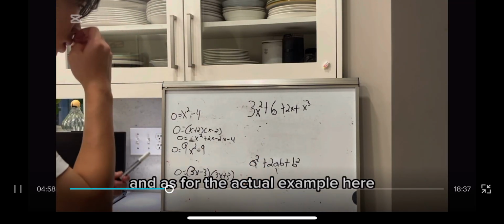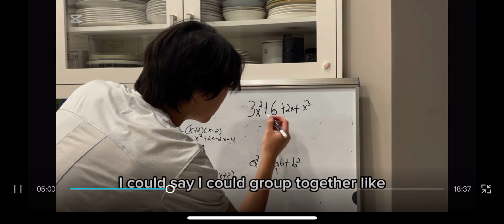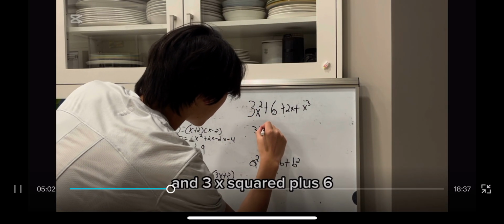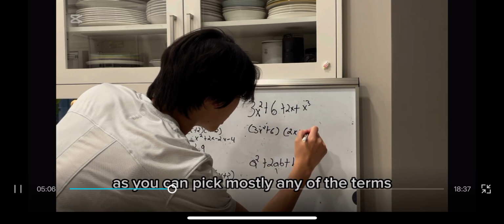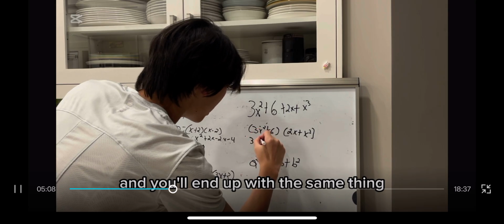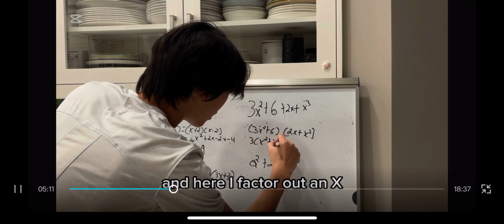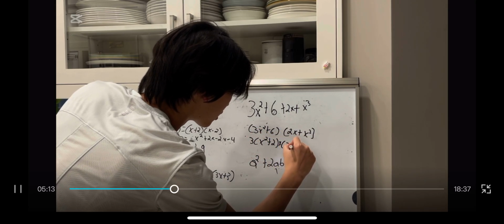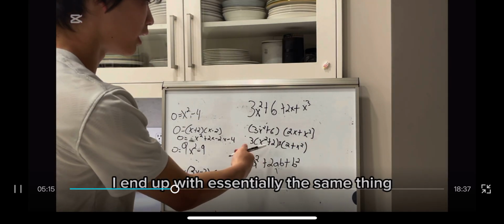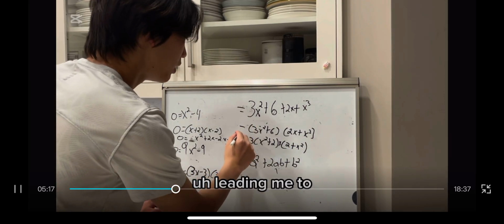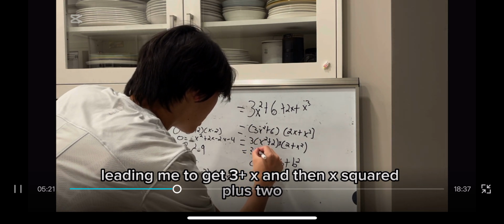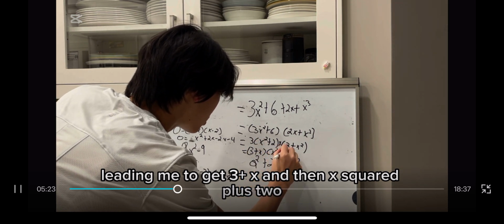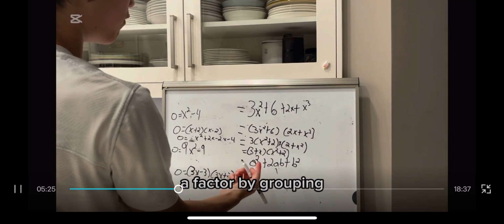And as for the actual example, here I could group together 3x squared plus 6. And factoring by grouping is pretty flexible, so you can pick mostly any of the terms and you'll end up with the same thing. So here I factor out a 3, and here I factor out an x. As you can see, I end up with essentially the same thing, leading me to, don't forget equal signs, 3 plus x, and then x squared plus 2. And that would be how you factor by grouping.